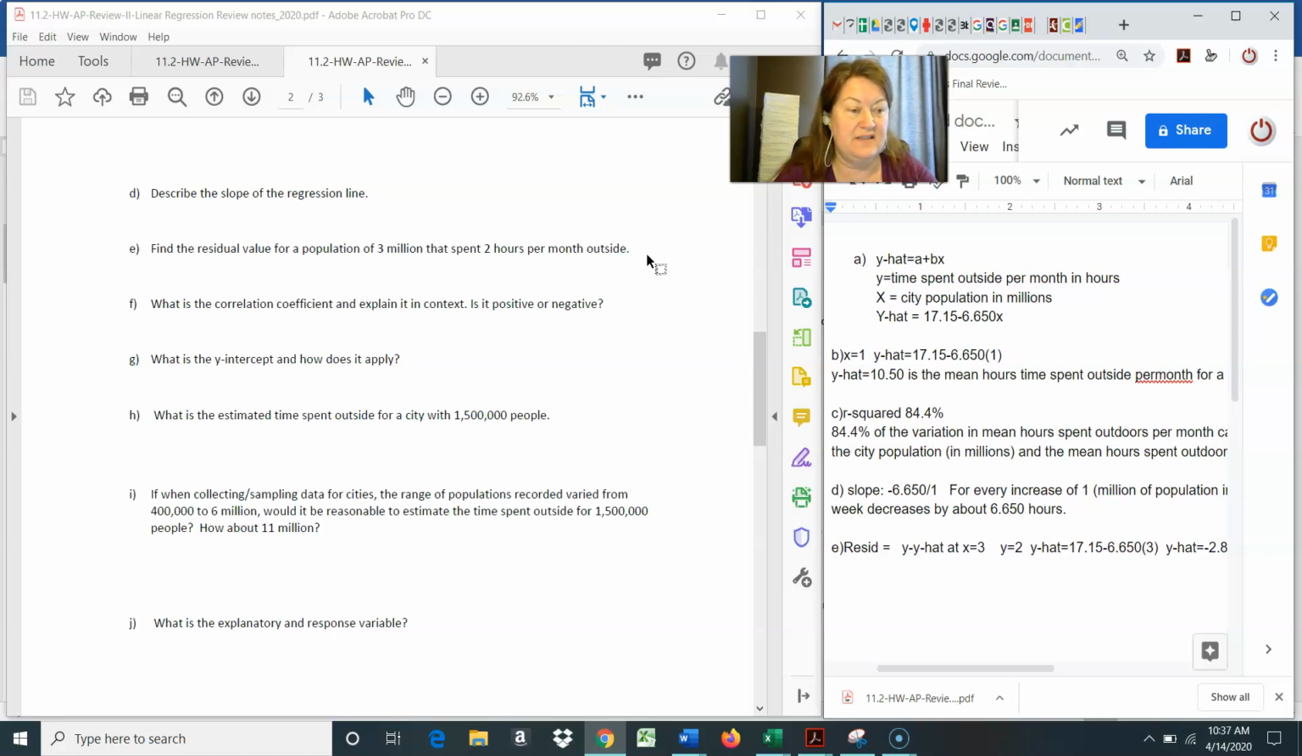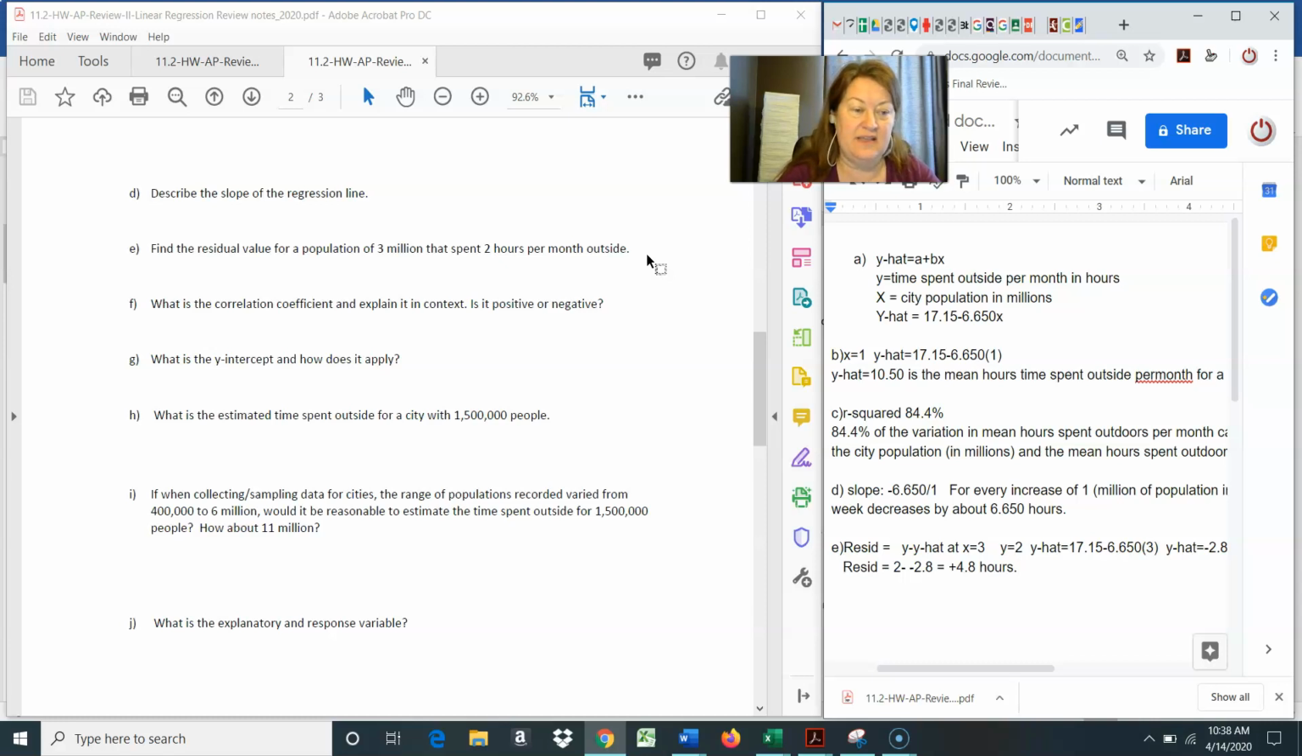Okay, so next I want to do the residual. The residual is y minus y hat. So the y was 2, so 2 minus negative 2.8, which is going to be a positive 4.8. And since it is a y, it is hours. So what does that mean? It means that the distance between those two y's is about 4.8.